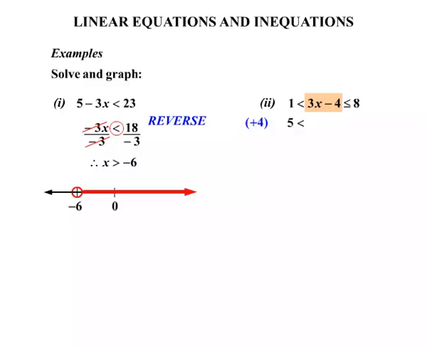3x minus 4, where we add the 4. Okay, if we add the 4, the 4's go. We'll just be left with 3x. And then it's less than or equal. And then 8 plus 4 is 12. Okay, so we've simplified it a little bit.